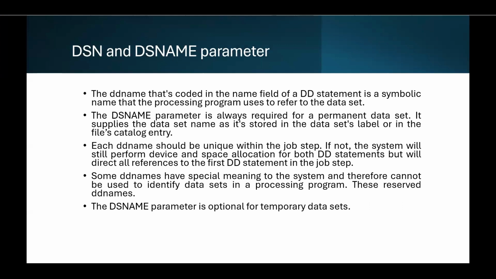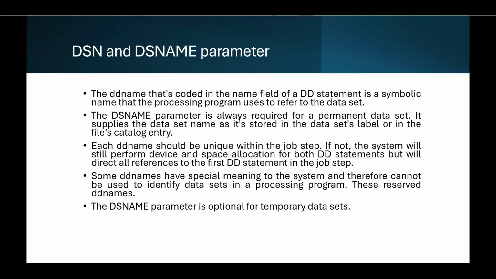Okay, the next parameter is the DSN or DSNAME parameter. In our DD statement syntax, we have learned that most of the time the DD statement starts by using a dataset name. The DD name coded in the name field of the DD statement is a symbolic name that the processing program uses to refer to the dataset. Yes, to refer to a dataset, we provide the DD name, which is in our DD statement.